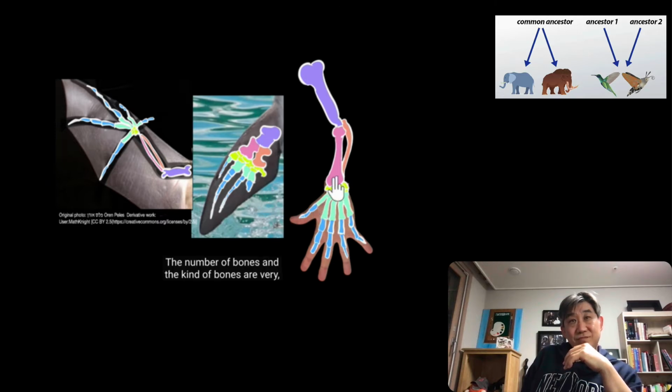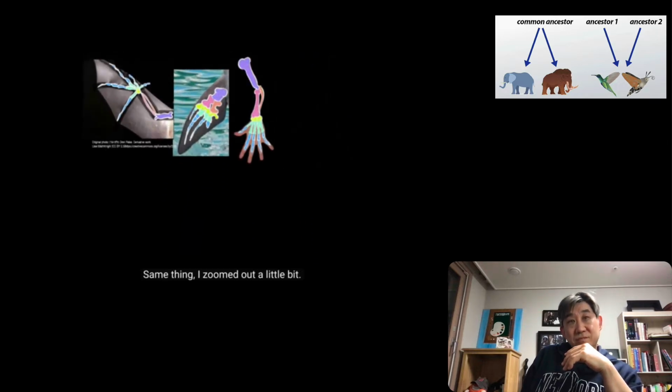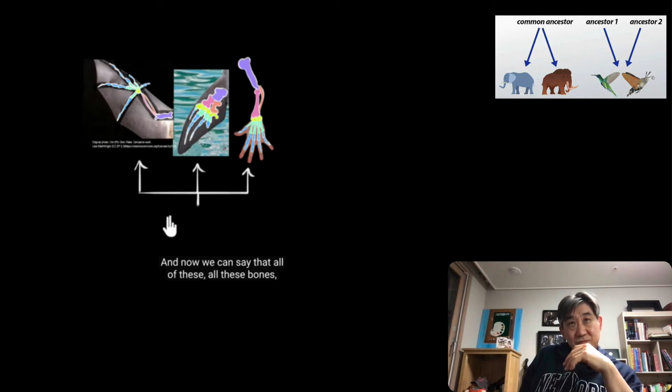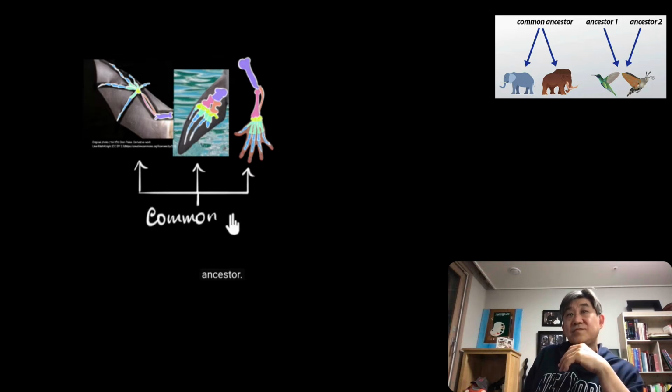Can you see how similar these structures are? The number of bones and the kind of bones are very, very similar to each other. Of course, there are some differences. They are different species altogether, so some differences are fine. But because of so much similarity in the structure, we can say that all these bones evolved from a common ancestor, right? So let me just write that down. Let me zoom out a little bit. And now we can say that all these bones have evolved from a common ancestor.